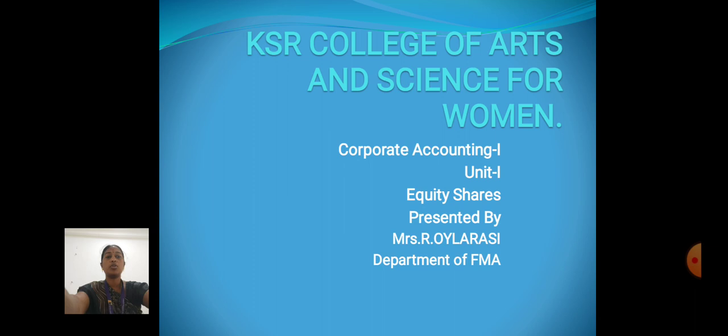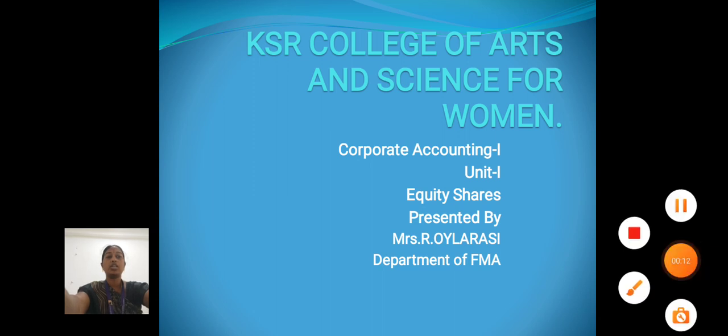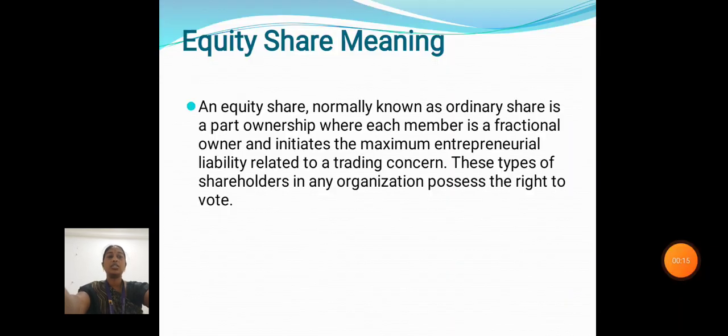Now I discuss corporate accounting, equity shares. Equity shares, normally known as ordinary shares, are a part of ownership where each member is a fractional owner and bears the maximum entrepreneurial liabilities related to a trading concern. Types of shareholders: if any organization possesses the rights of vote.